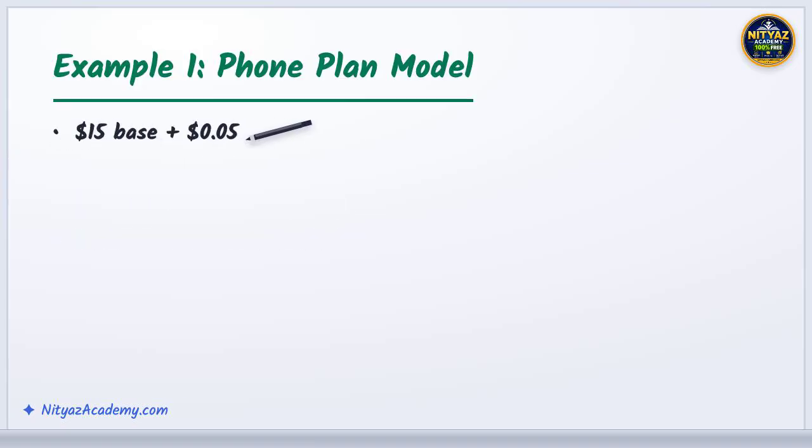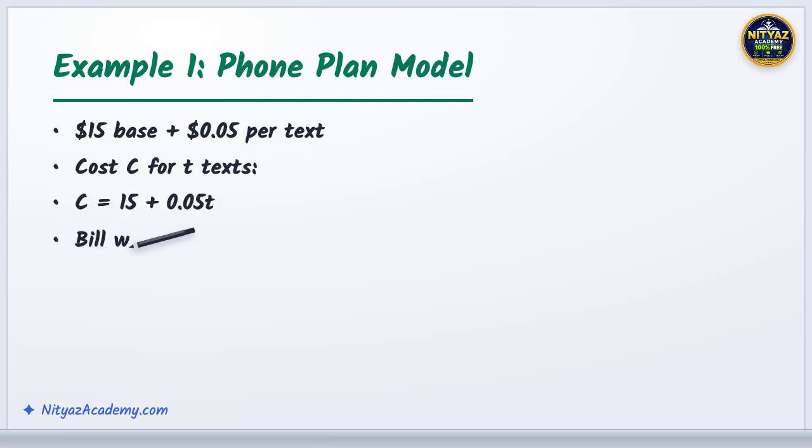A phone plan costs $15 base plus 5 cents per text. Write the model. Cost C equals 15 plus 0.05 times T, the number of texts. Suppose the bill was $32. How many texts? Set 32 equals 15 plus 0.05T. Subtract 15 to get 17, then divide by 0.05. That's 340 texts. The base 15 is the start. 5 cents is the rate.